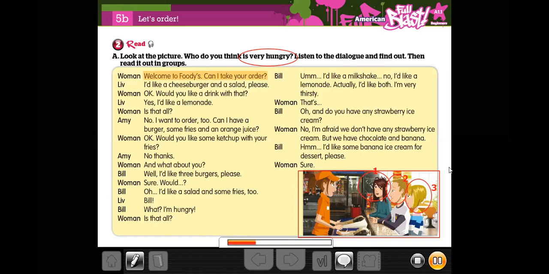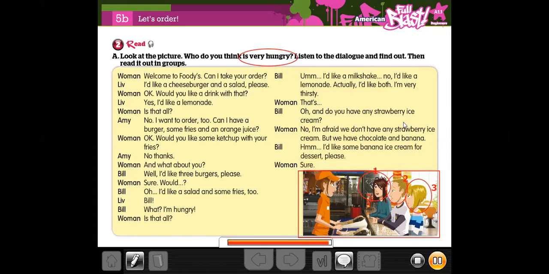Welcome to Foodies. Can I take your order? I'd like a cheeseburger and a salad, please. Okay. Would you like a drink with that? Yes, I'd like a lemonade. Is that all? No, I want to order too. Can I have a burger, some fries, and an orange juice? Okay. Would you like some ketchup with your fries? No, thanks. And what about you? Well, I'd like 3 burgers, please. Sure. Would... Oh, I'd like a salad and some fries, too. Bill? What? I'm hungry. Is that all? I'd like a milkshake. No, I'd like a lemonade. Actually, I'd like both. I'm very thirsty. That's... Oh, and do you have any strawberry ice cream? No, I'm afraid we don't have any strawberry ice cream, but we have chocolate and banana. I'd like some banana ice cream for this cake.